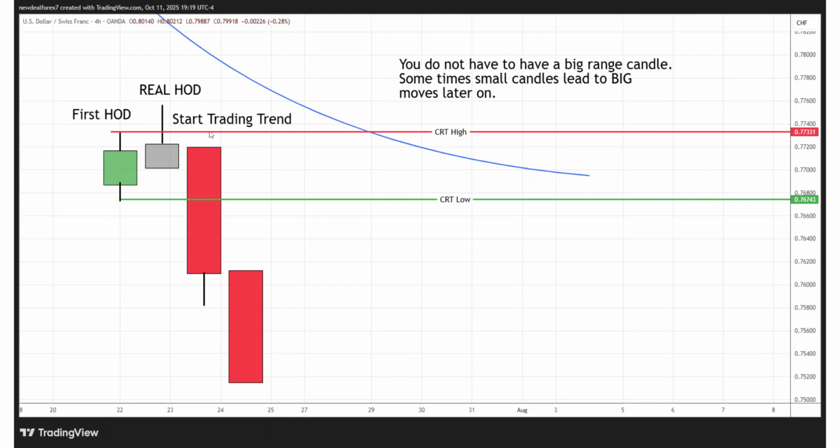But sometimes small candles do lead to big ranges. Now, the reason this candle here is gray is because sometimes this candle will be green, sometimes it'll be red. So it could be either one. The candle color doesn't matter. What matters is that price action closes inside this range high. Okay. That's what matters the most. And then you start getting in. If price closes outside of it, that's not ideal.